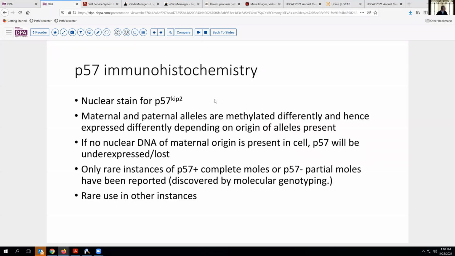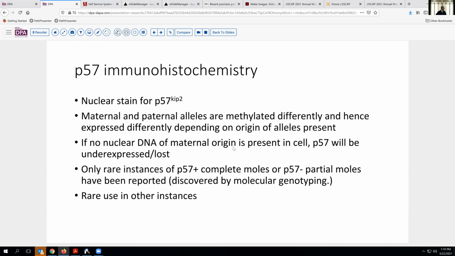So what is P57 staining all about? Well, this is the entity that we're staining. It's a nuclear stain. The alleles for this P57-KIP2 gene are methylated differentially between parents, and so that's what accounts for the differences here. So the paternal gene is typically silenced through methylation and therefore not expressed. On the other hand, maternal DNA, if present, will express P57.